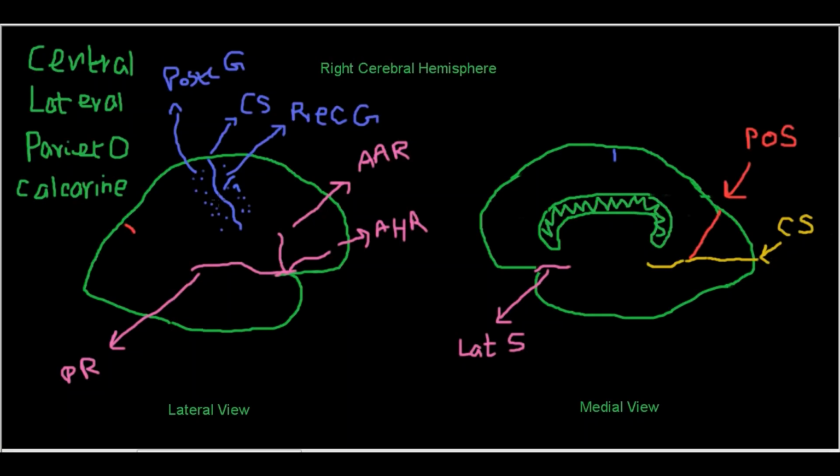The significance of the central sulcus is that the part in front of it is the precentral gyrus, which is the motor cortex, and behind it is the postcentral gyrus, which is the sensory cortex. The second prominent sulcus is the lateral sulcus, which begins on the medial surface. The stem begins, and then on the lateral surface it divides into the three rami, which are anterior horizontal, anterior ascending, and the continuation, that is the posterior ramus.